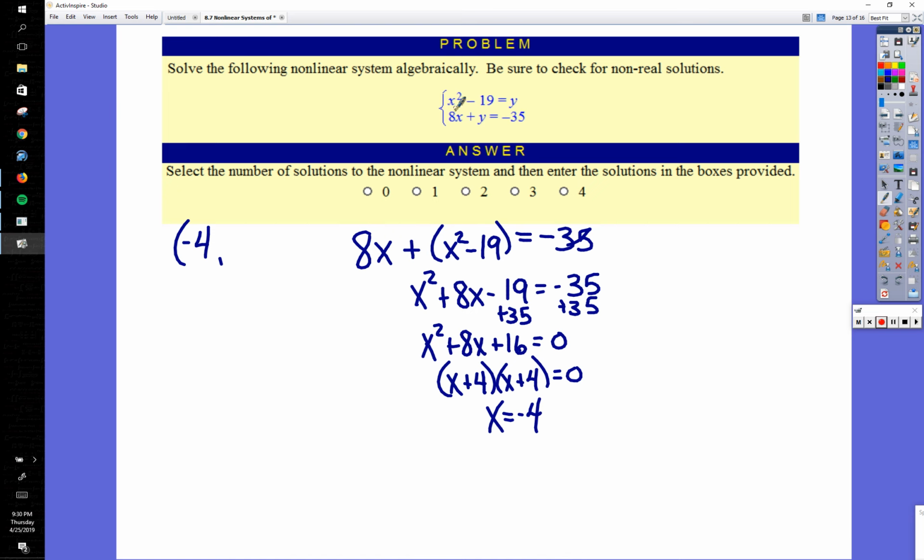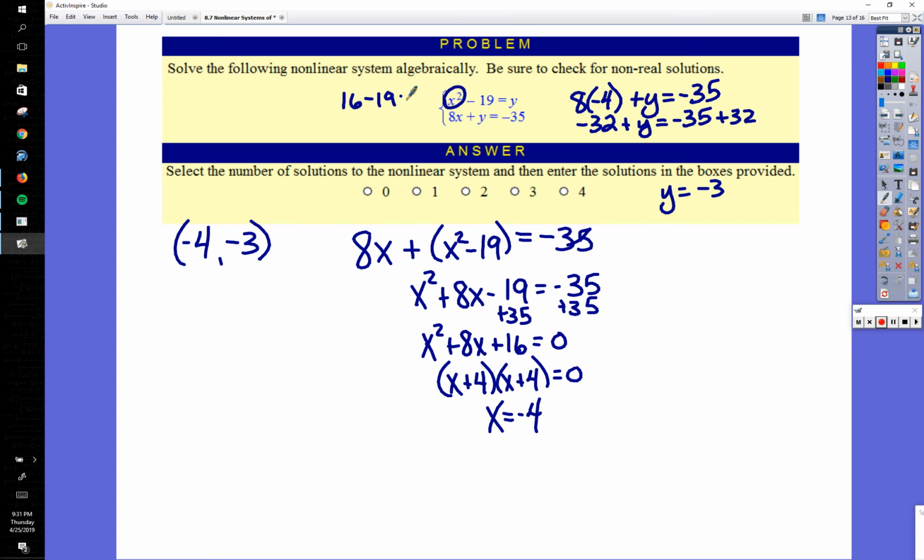So if we plug in negative 4, let's go ahead and just plug it in the bottom one. So 8 times negative 4 plus y equals negative 35. So I end up getting negative 32 plus y equals negative 35. And you notice if I add 32 to both sides, I end up getting y equals negative 3. So I end up getting the value negative 4, negative 3. Okay. Let's verify real quick just to make sure it matches up with the top since we haven't done that too much. So if I plug in negative 4 here, I end up getting 16 minus 19 equals y, and y is negative 3. So we end up being just one solution, and it ends up being negative 4, negative 3.